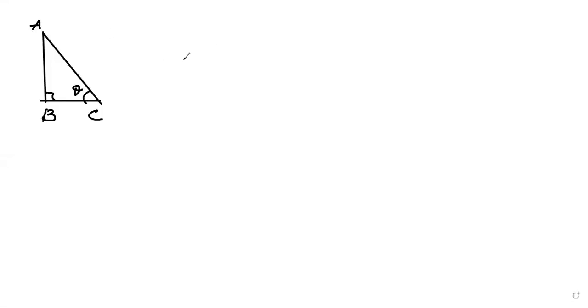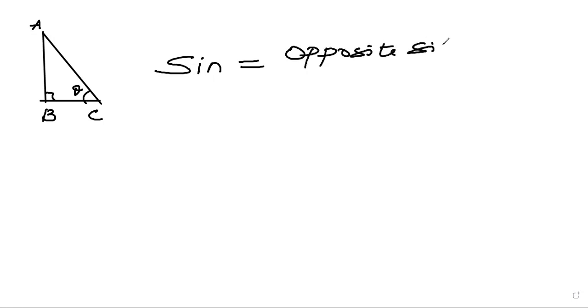The formula for sine. Sine ratio is given by the formula opposite side upon hypotenuse. Sine is given by the formula opposite side upon hypotenuse.